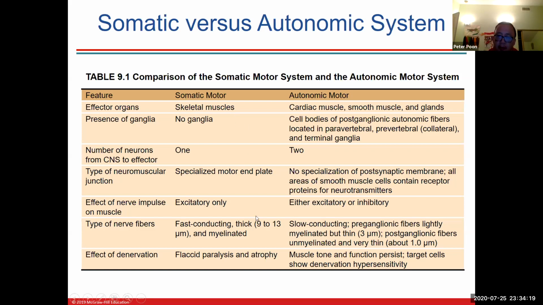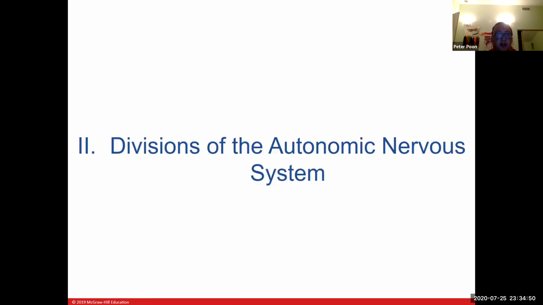Almost all of these things are important. Again, with the somatic motor system, if you lose innervation, you get complete flaccid paralysis and atrophy. You lose the muscle basically. In the autonomic motor system, you don't actually. In fact, sometimes they show something called denervation hypersensitivity, in which you become even more sensitive to the neurotransmitters.